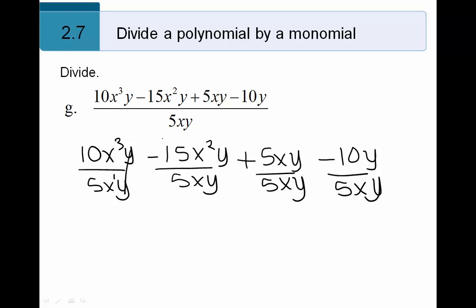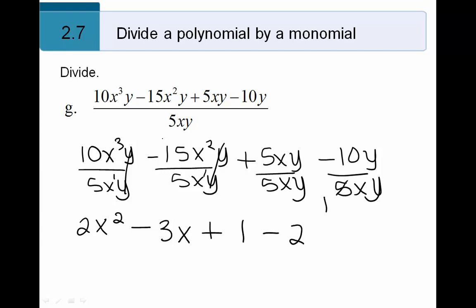So y divided by y is 1. We have 10 divided by 5, which is 2. X to the 3 minus 1 is x squared. Minus 15 divided by 5 is 3. X to the 2 minus 1 is just x to the first. Y divided by y is 1. Plus 5xy divided by 5xy is 1. Negative 10 divided by 5 is negative 2.